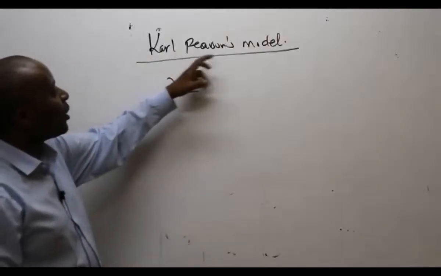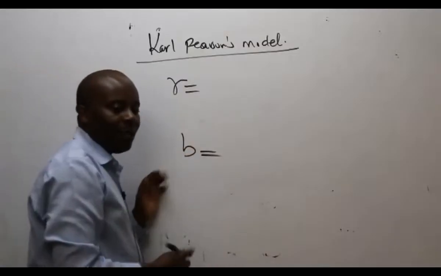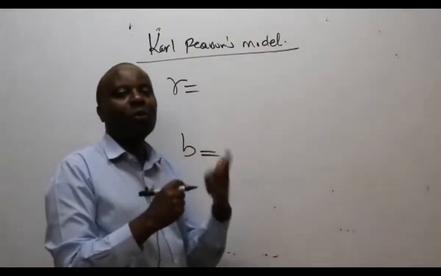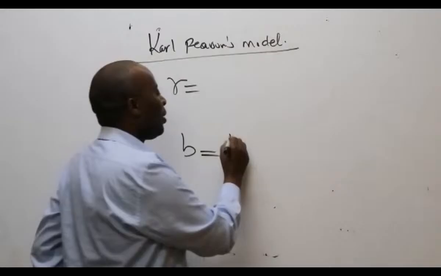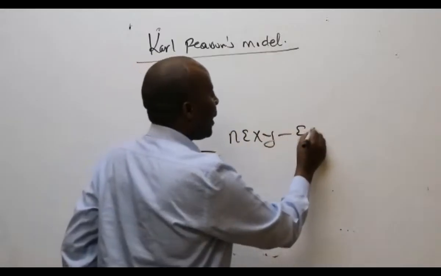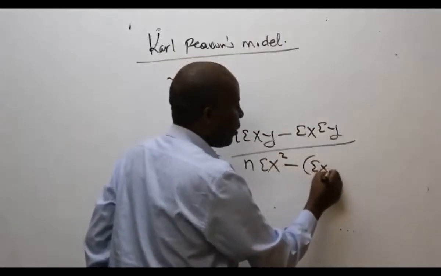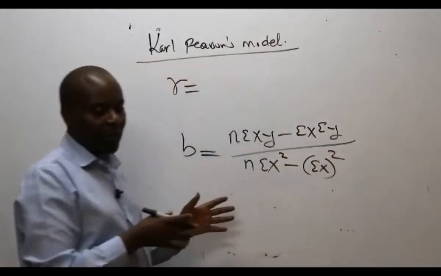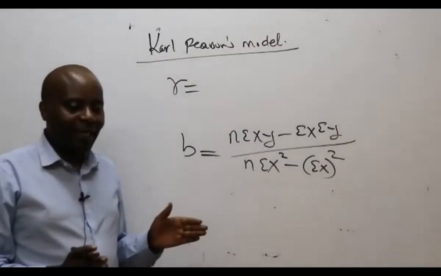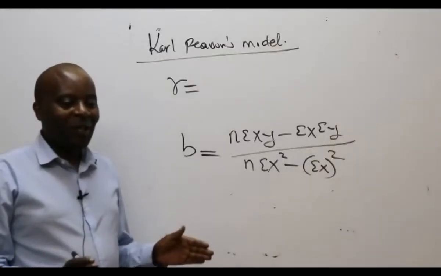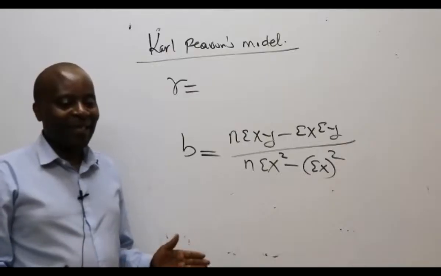Anytime they mention Karl Pearson's model R, first of all, I'll be forced to remember the formula of getting B, because there is quite a big relationship between B and R. And B is something I will never forget. I know that B equals n summation of xy minus sum of x, sum of y, all over n summation of x squared minus bracket sum of x squared. You have to cram this the way I've crammed it myself. That is the formula of getting B, right?